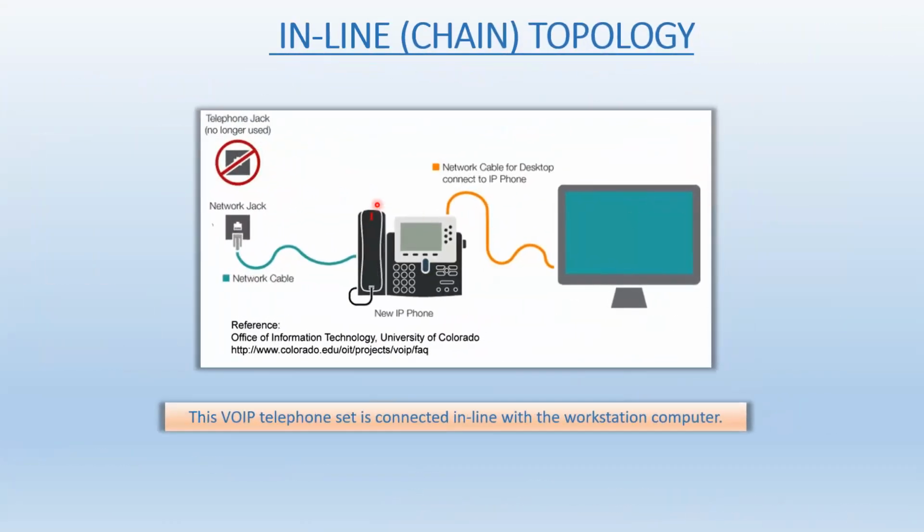All right, another one, we're almost done, guys and girls. Inline chain topology example. Here's a VoIP telephone system. We will study that in greater detail later on. So this VoIP telephone, voice over IP, which is the internet or Ethernet telephone, is connected in line with the workstation computer. Right?